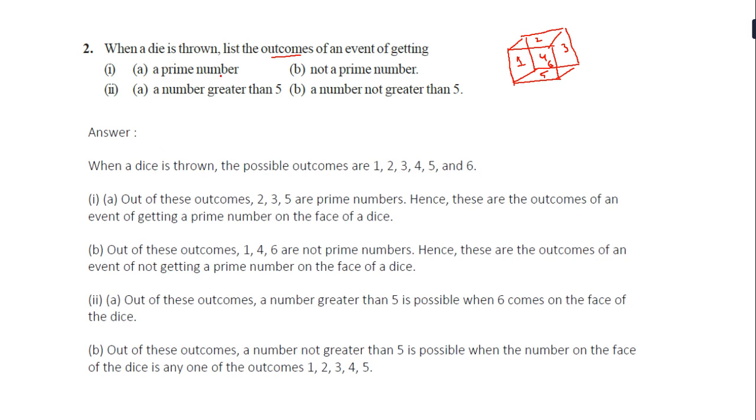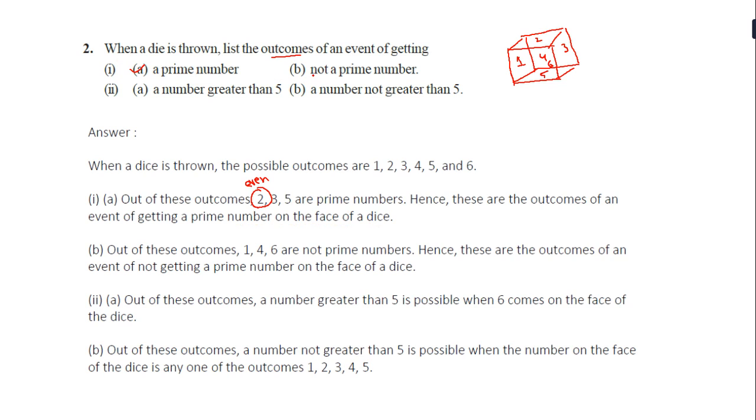Question number 1, prime number. Out of these 1, 2, 3, 4, 5, 6, 2, 3 and 5 are prime numbers. 2 is called the even prime number. That is why it is also taken as a prime number. So 2, 3 and 5 are prime numbers. Hence these are the outcomes of the event of getting a prime number on the face of the dice.